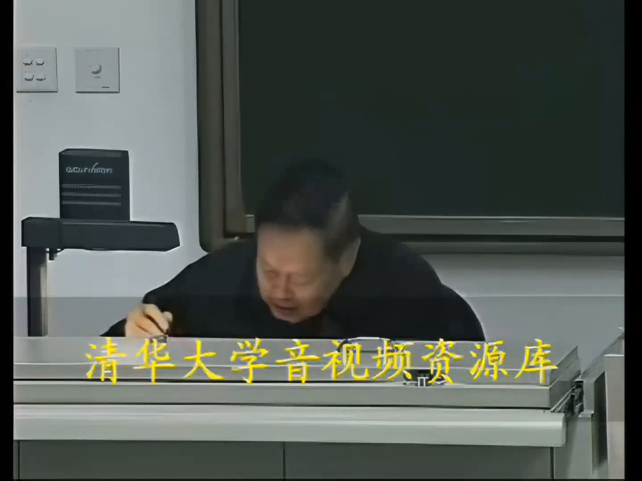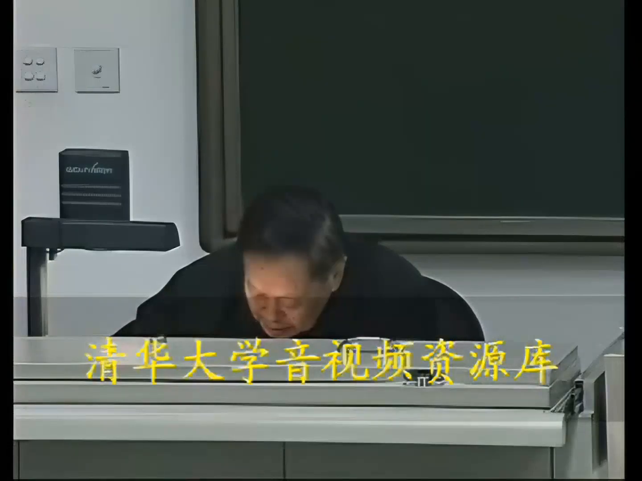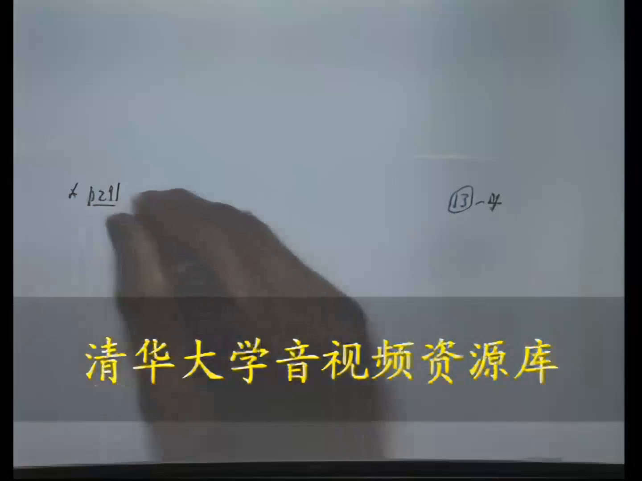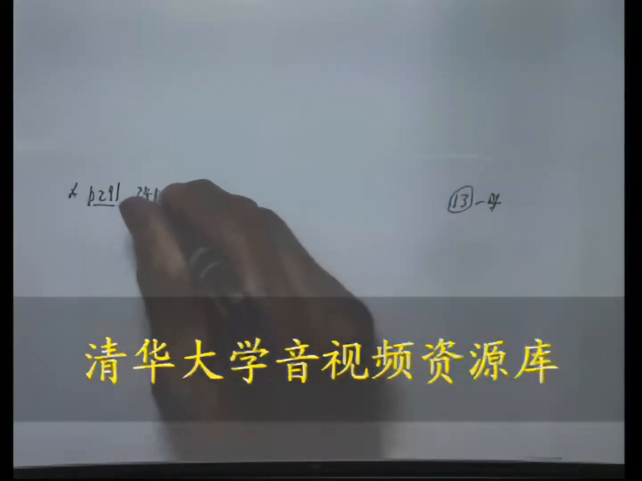Now we are going to do one of the problems of the book. It's page 291, 24p.